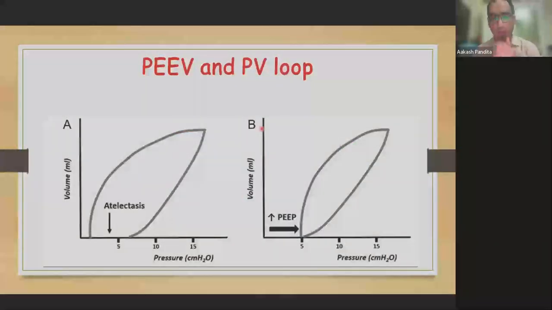The other important thing which can be seen with the PV loop, as we discussed, is atelectasis. The graph on the left shows that there is atelectasis because the PEEP is below the lower inflection point and the lung is not opened up. Once we increase the PEEP, that is the graph towards the right, we can see that the PV loop is complete and the atelectasis is resolved.